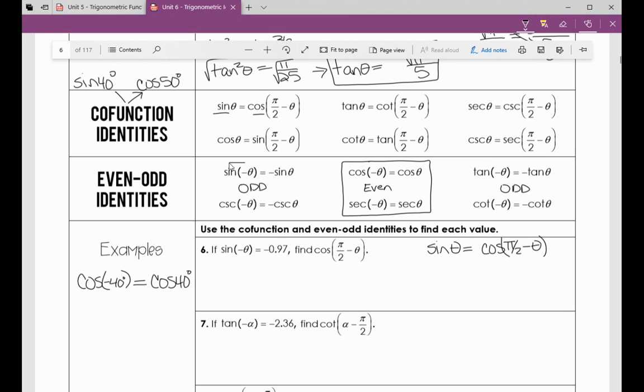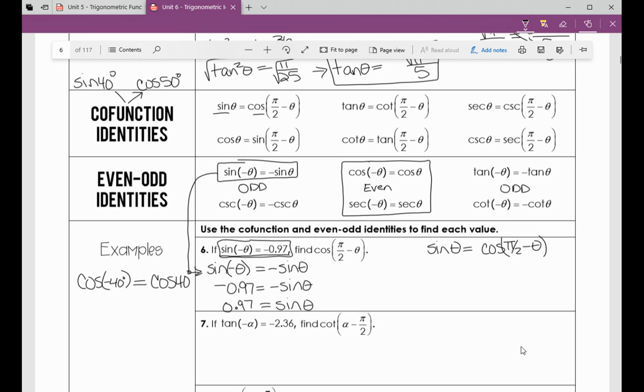So I'm now going to use my even and odd function. Sine of negative theta is equal to negative sine theta, do y'all agree? Based on my function, the value of sine of negative theta is negative 0.97. Do y'all see what I did? I grabbed my formula and then I took this and made the substitution. Y'all with me? How would you solve this for positive sine? Divide both sides by negative, right? So that's 0.97 equals sine theta. Everybody okay with that so far?